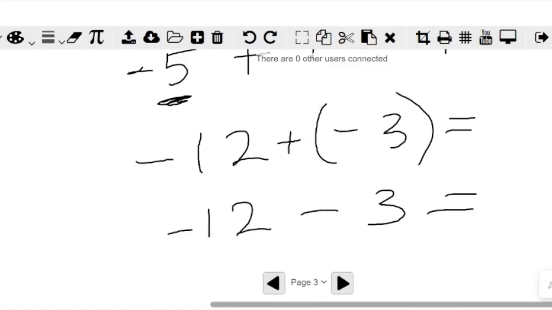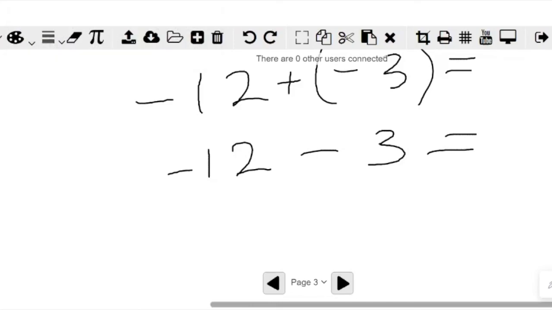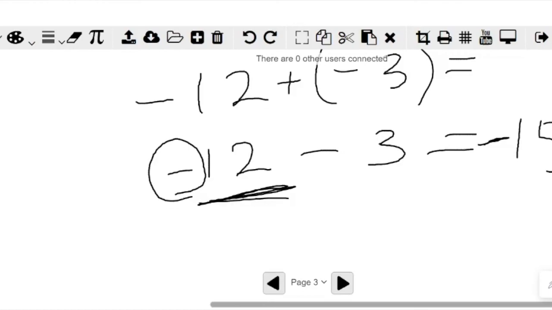And now it makes sense because we have our next step, which is a negative and a negative. And when the signs are the same, what do we do? I hope you said it out loud again, we add. So we would say 12 plus 3 is 15. And of course 12 is the bigger digit, so we take the sign in front of the bigger digit, and that is minus 15.